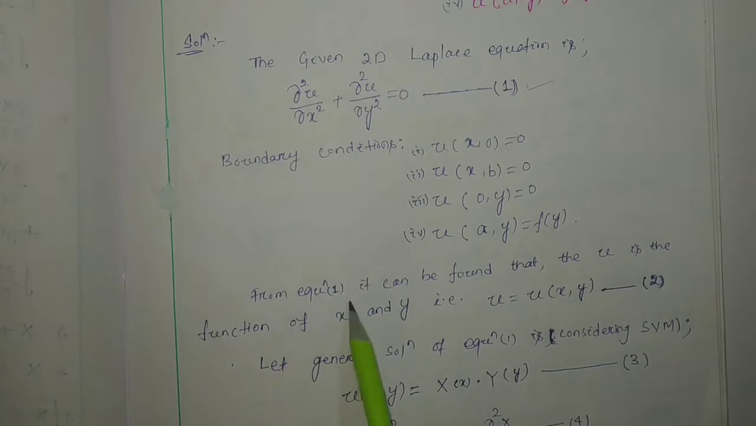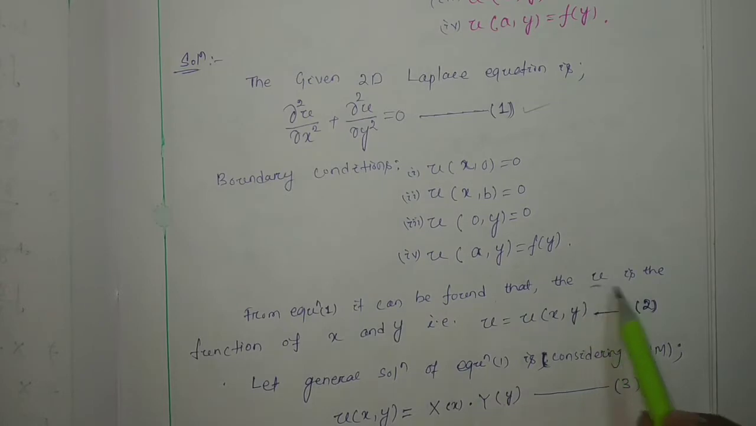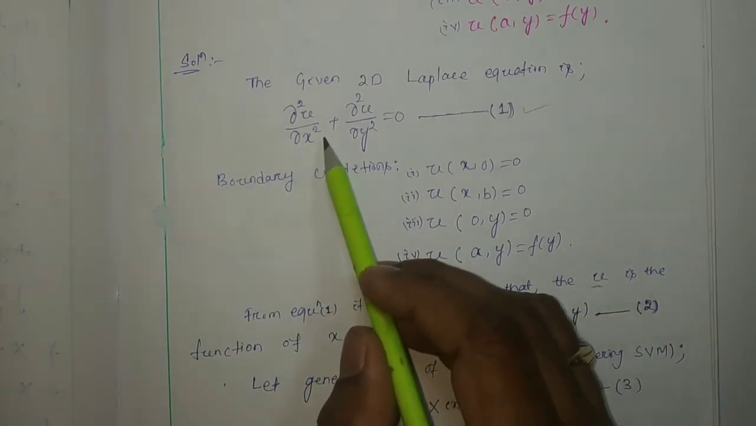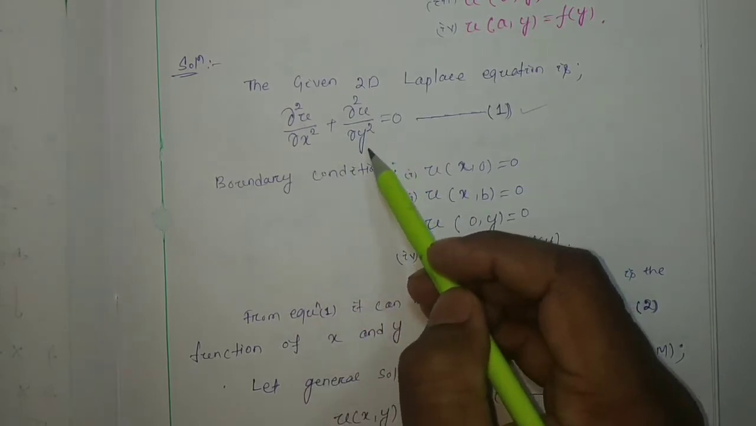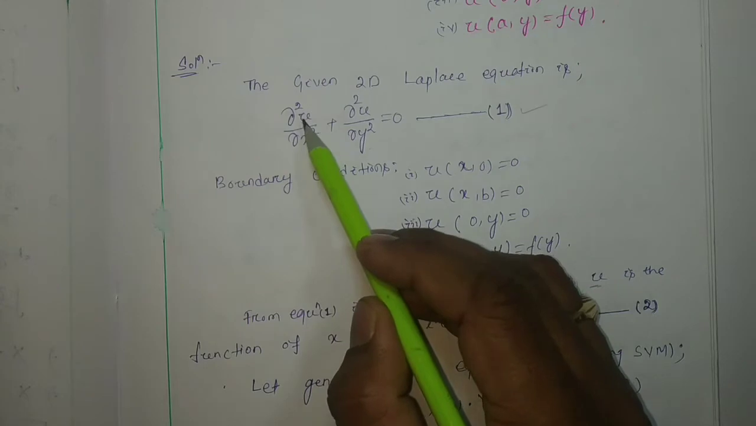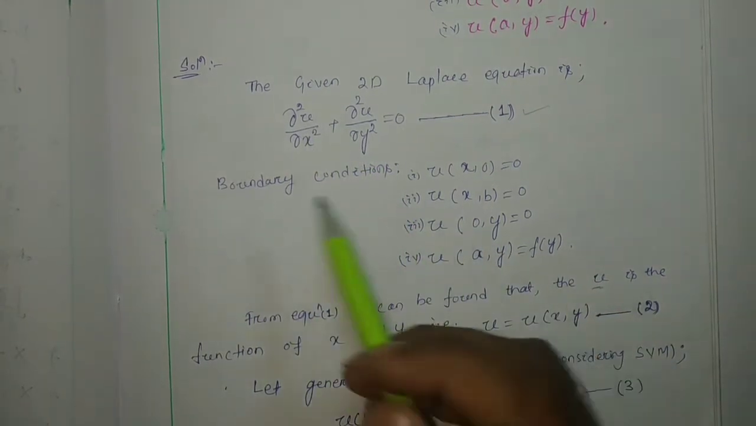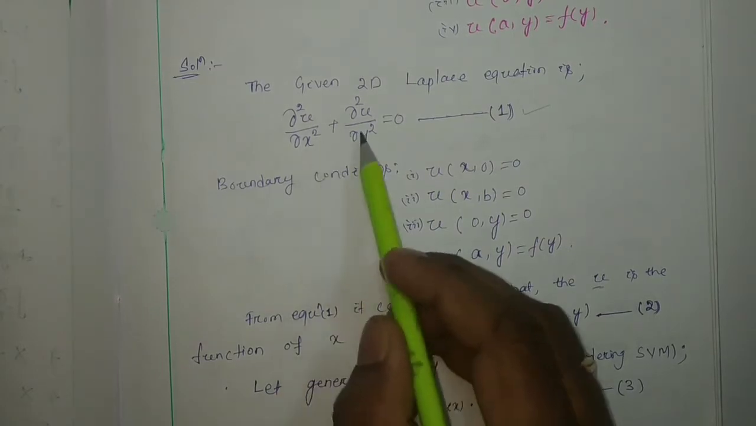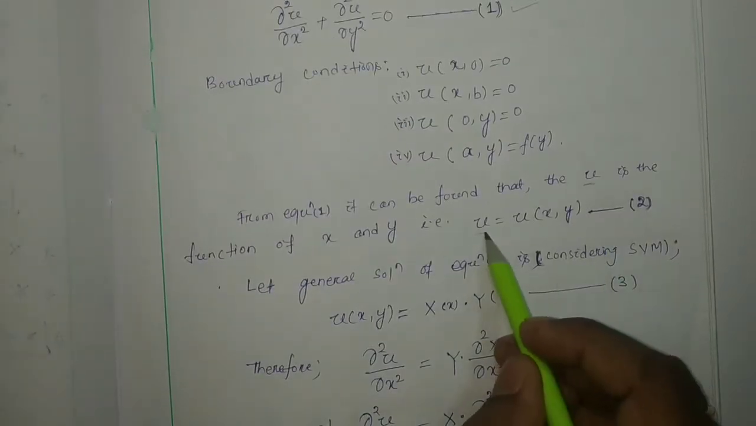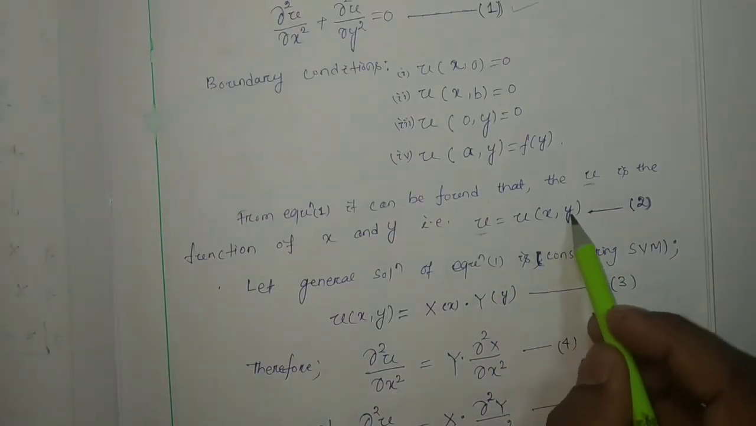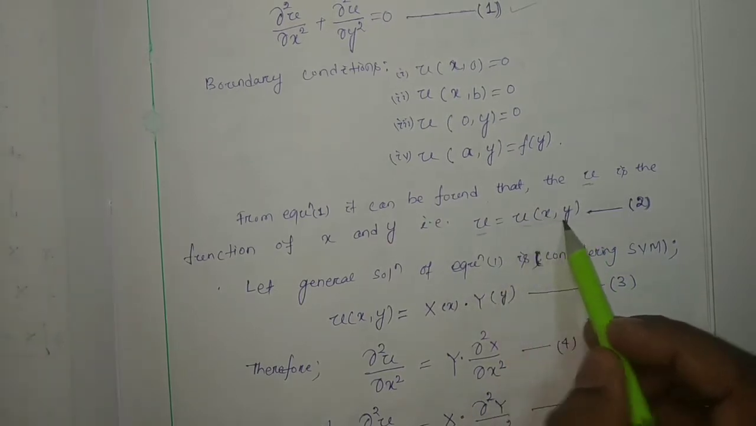From equation number 1, it can be found that u is a function of x and y. See, here del square u by del x square and del square u by del y square are there. So this function u has two variables, x and y. Or you can say that u is a function having two independent variables, x and y. So u is a function of (x, y). Let this be equation number 2.